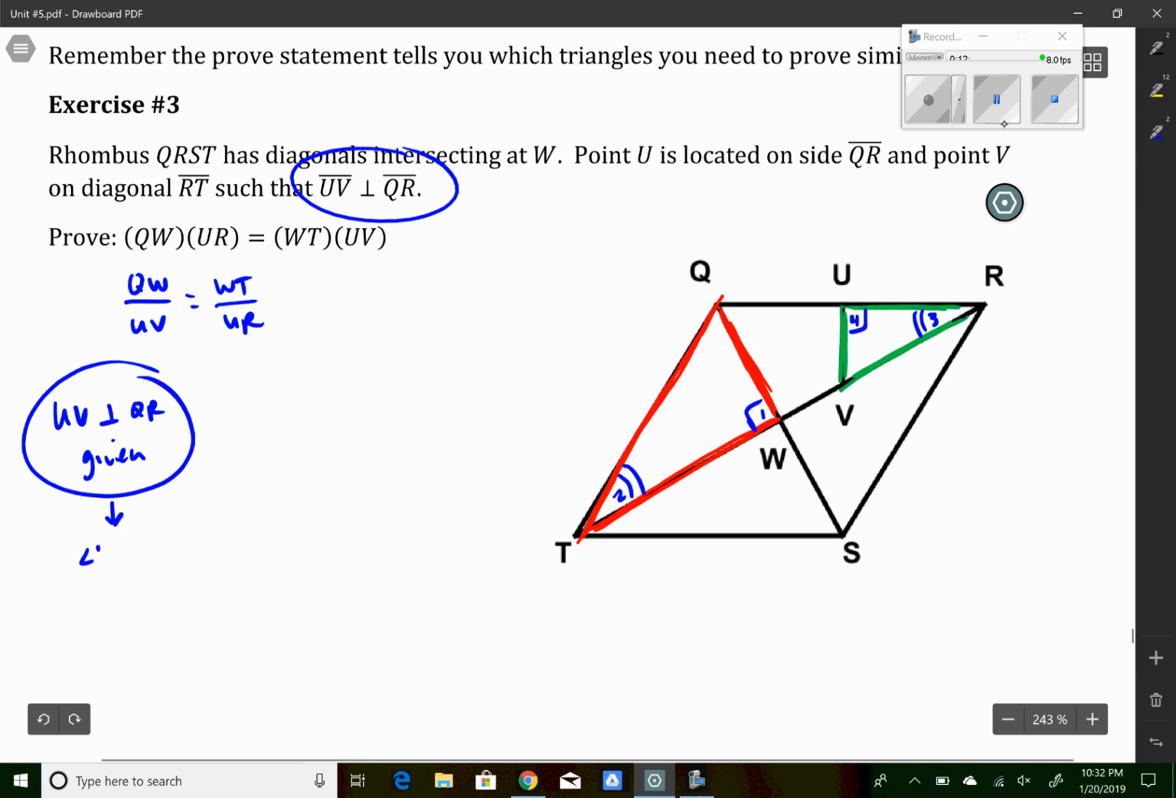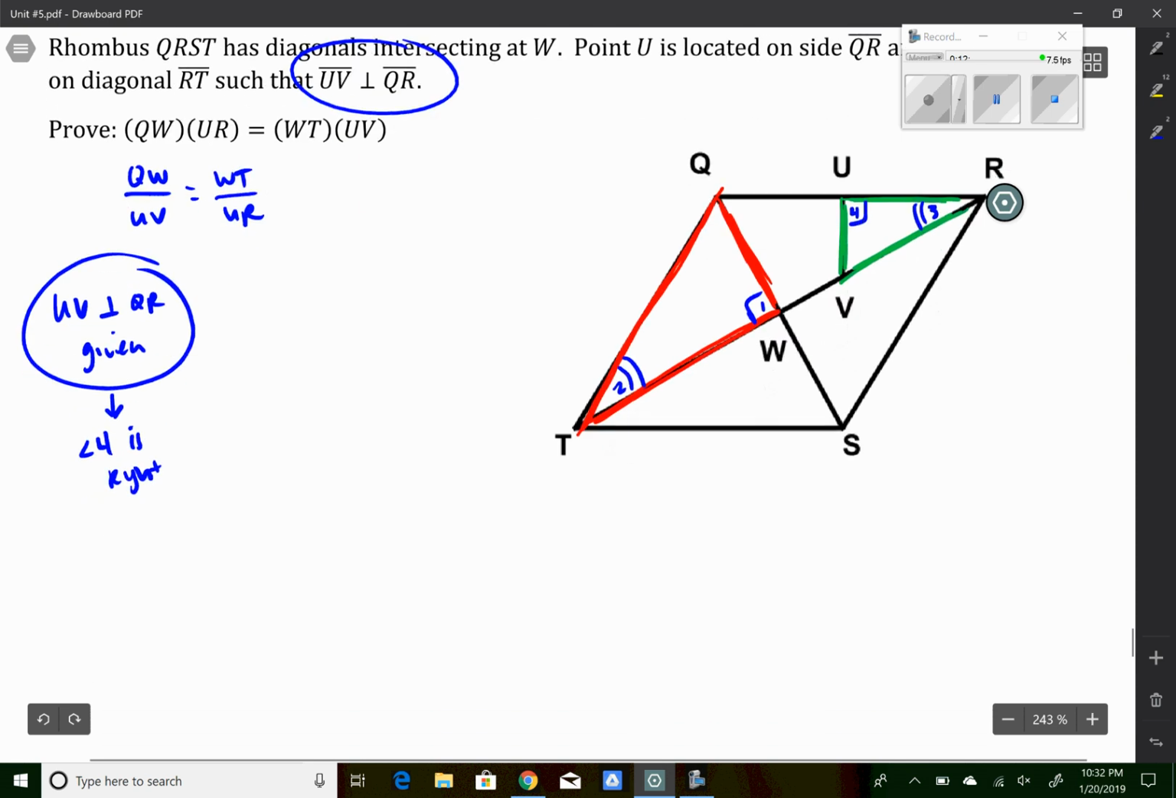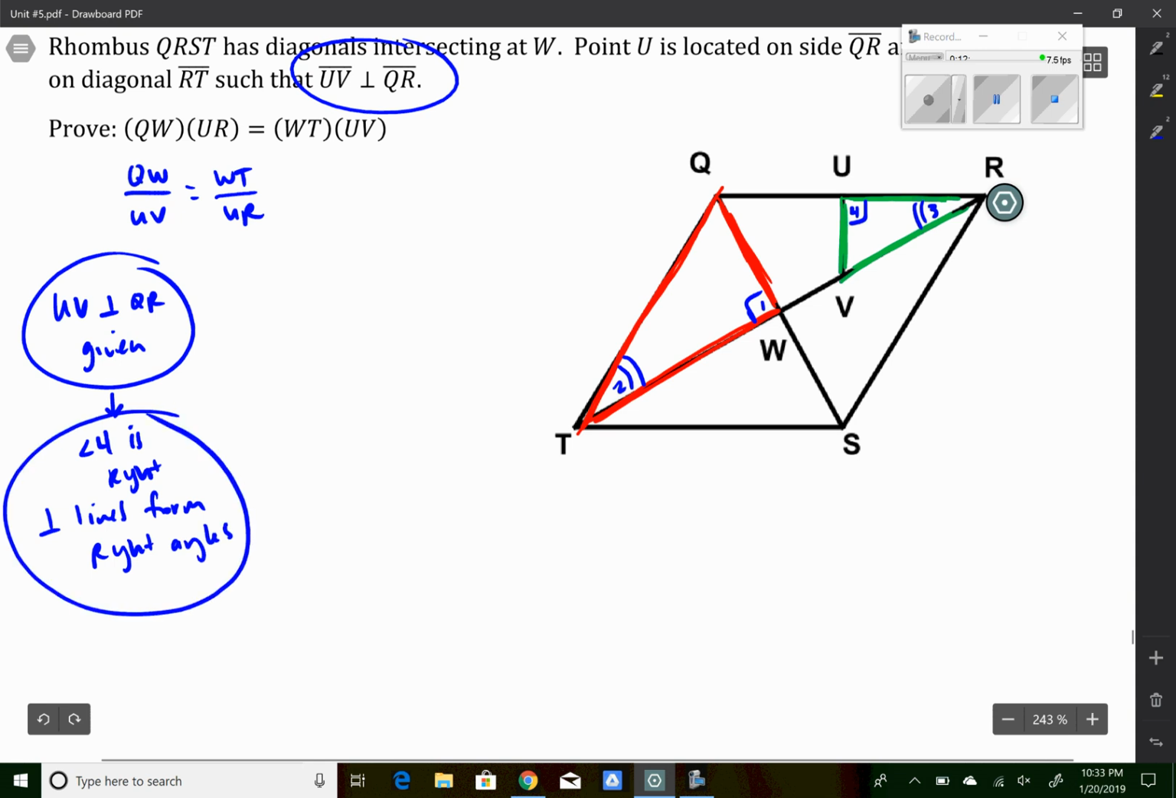That's going to tell me angle 4 is right, because perpendicular lines form right angles. Now, that's not saying anything's congruent. It just tells me it's a right angle. I also know that QRST is a rhombus. That's given.